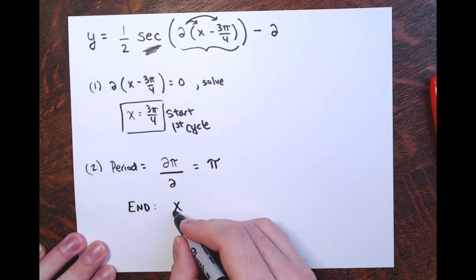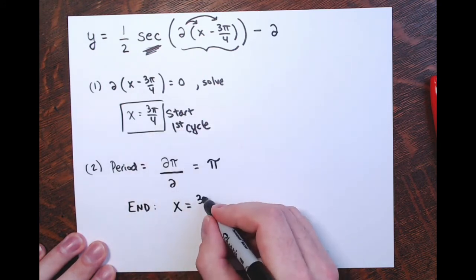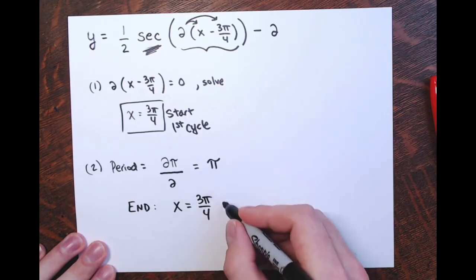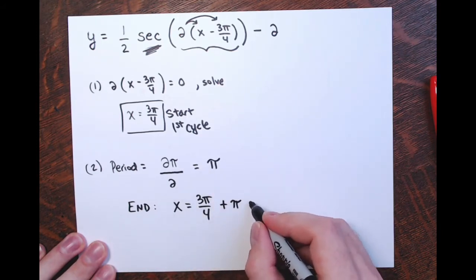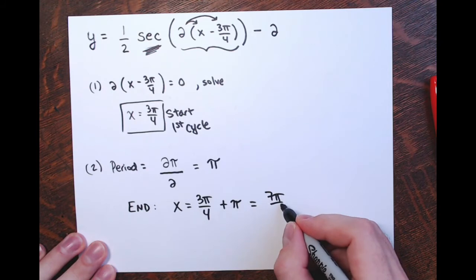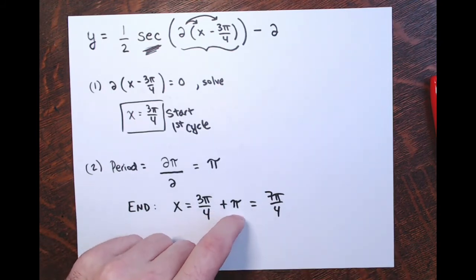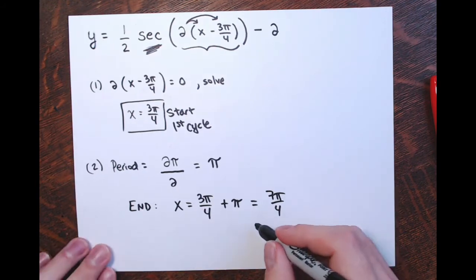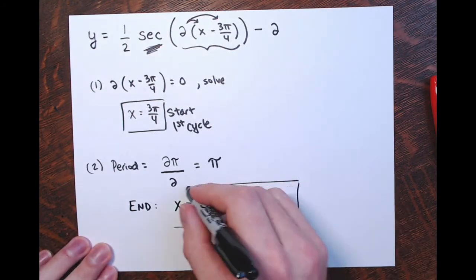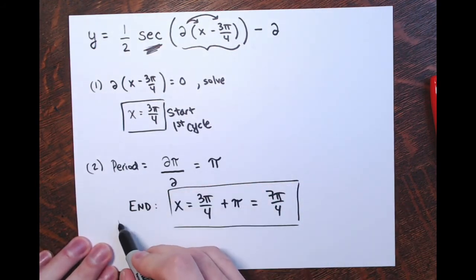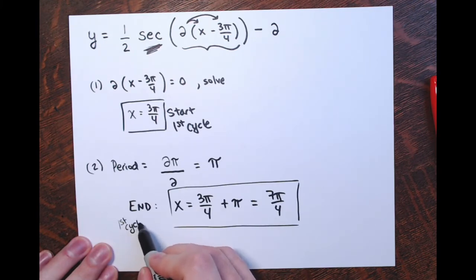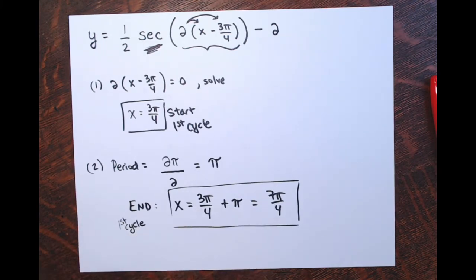I'm going to end at x equals, where I started from, 3 pi over 4, plus 1 whole period, plus pi. Now that would be 7 pi over 4 when I put them together with a common denominator: 3 pi over 4 plus 4 pi over 4 is 7 pi over 4. So I'm going to end my first cycle, again, just the first cycle, you can draw more than one cycle. So I'm going to start at 3 pi over 4, end at 7 pi over 4.